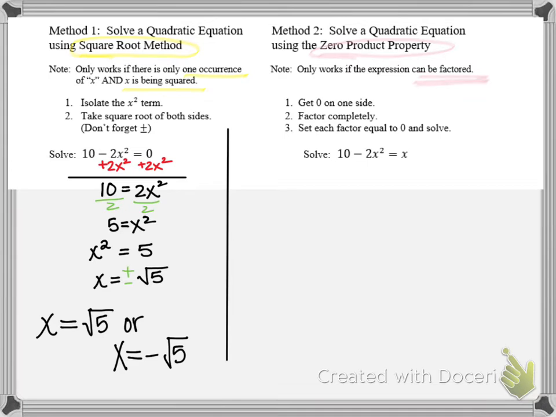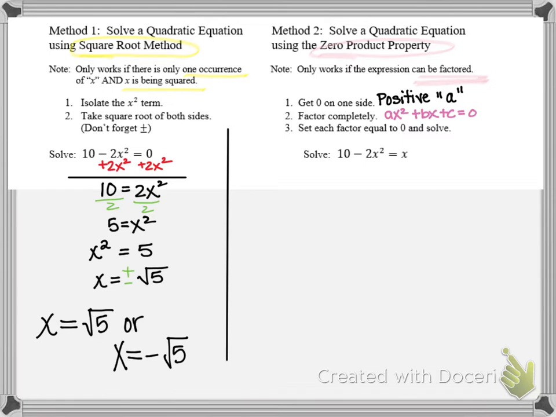Method 2, we're going to use the zero product property, and we can only use the zero product property if the expression that we get on one side of the equation is able to be factored. So you want to start by getting 0 on one side of the equation. My hint is to do whatever you have to do in order to maintain a positive value for a. So when you get your equation to look like ax squared plus bx plus c equals 0 and you're ready to factor, it's much easier to factor if that a value is positive.